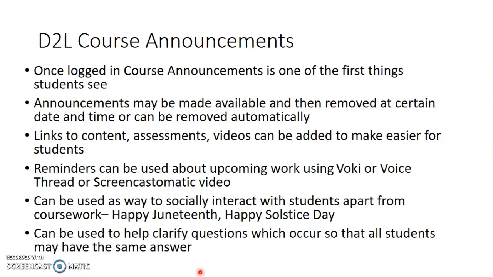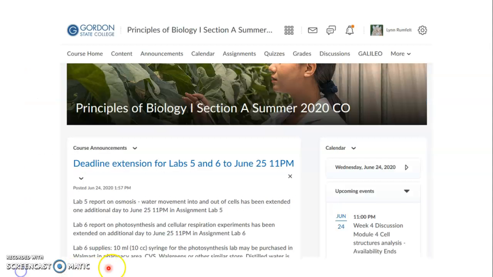And as I said, you can use announcements to be social with the students. So I put postings about Happy Juneteenth and Happy Solstice Day, Summer Solstice Day. And then also I put notices about clarifications because I start getting a couple of questions and I go, well, if these students don't understand what's going on, then I'm going to need to talk about it to the rest of the class.